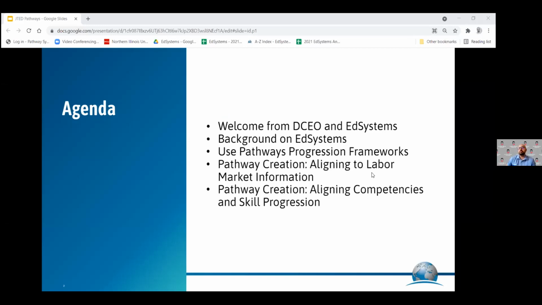I did see someone from a school district as well. So I'm going to be using some of those resources tailored to that audience about how you create pathways, how you align your programs into the pathways framework, so that what you're doing is not just job training, but pathways development, right? We're going to talk a little bit about pathway creation, how to align your pathway to the labor market information, and how to align competencies and skill progression along the pathway as well.